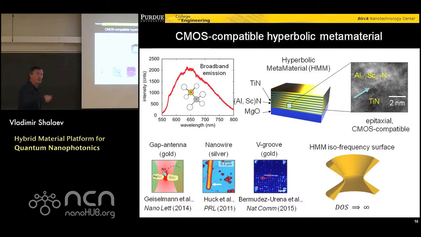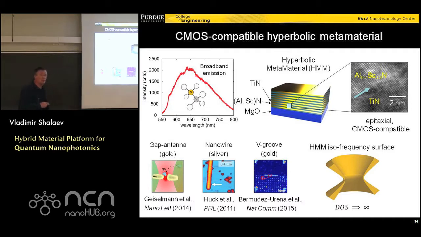And to increase the efficiency of generating single photons, people use all types of resonators, antennas, and things like this, like a gap antenna, like in this case, two plasmonic pieces, like gold, and here you have these very high local fields, high photonic density of states. You could have this increased efficiency in generating single photons. You could have a nanowire, which is basically a waveguide, or you could have some groove, which is also a waveguide. So all these are approaches to increase the efficiency of generating single photons.